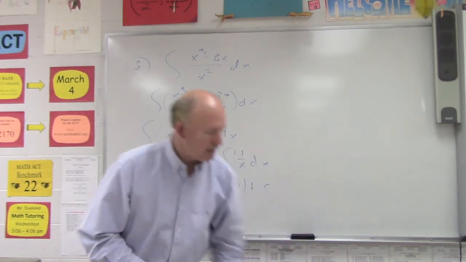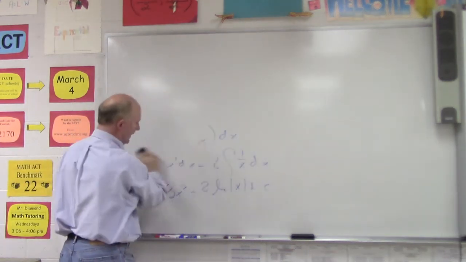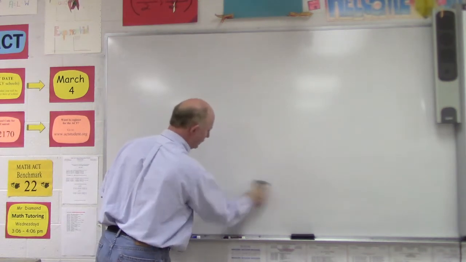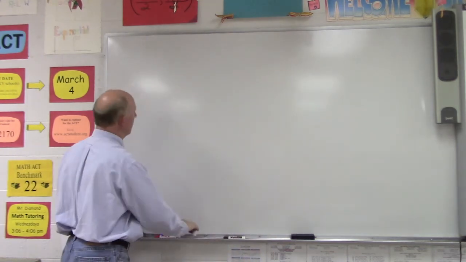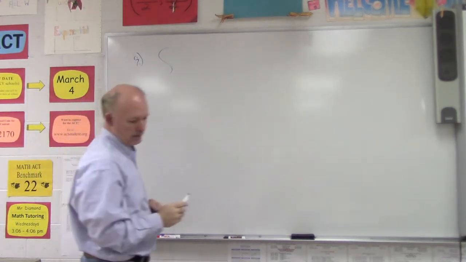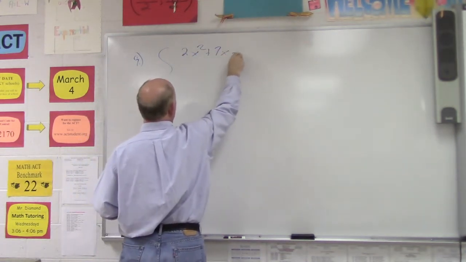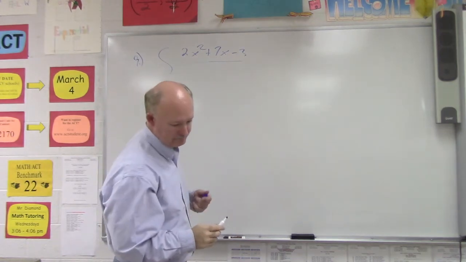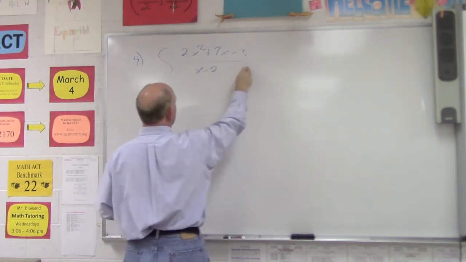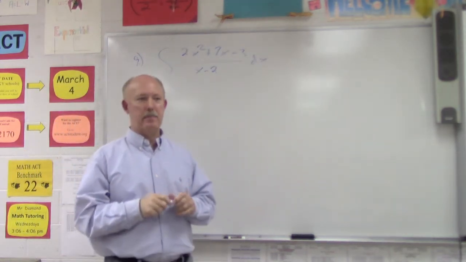Now let's try another one. Like I said, we want to make sure that we look at some of the more difficult problems. So far it's been fairly straightforward u substitution, where everything cancels pretty much. So let's try this right here. This will be number 9. Let's try the integral of 2x squared plus 7x minus 3, divided by x minus 2, dx. My goodness.